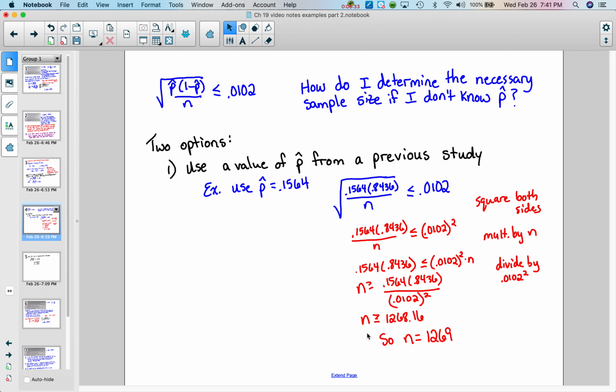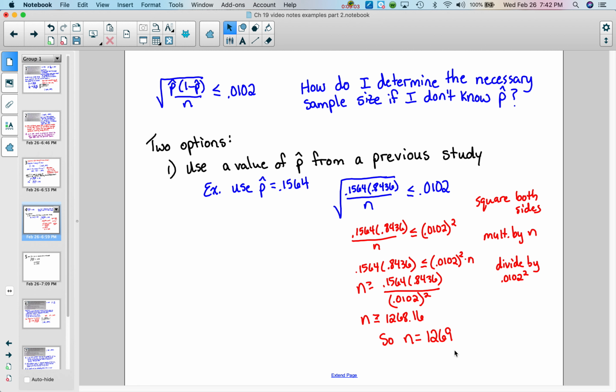So I get n is greater than or equal to 1,268.16. Notice that n has to be greater than that, so I have to round up. You don't round, you have to go up to 1,269. So in order to have a margin of error of 0.02 or less, I would have to take a sample size of 1,269 instead of what it previously had been.